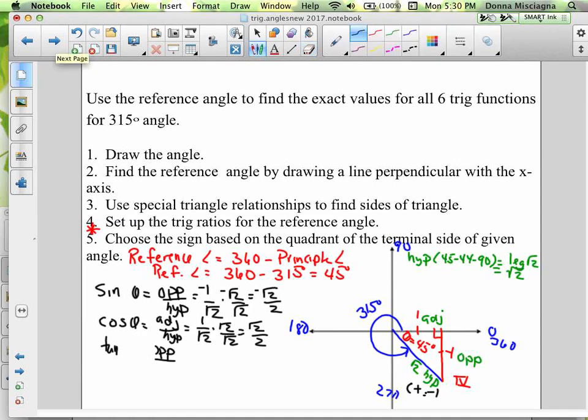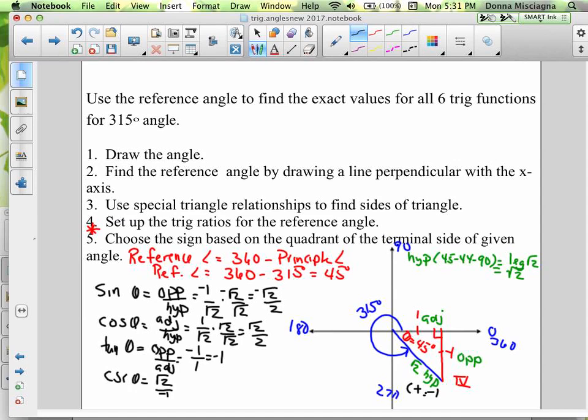Extra line in there. So tangent theta equals opposite over adjacent. The opposite side is -1. The adjacent side is 1. That's -1. All right, so now we have our reciprocals. So we have cosecant theta. All right, so that's going to be the square root of 2.